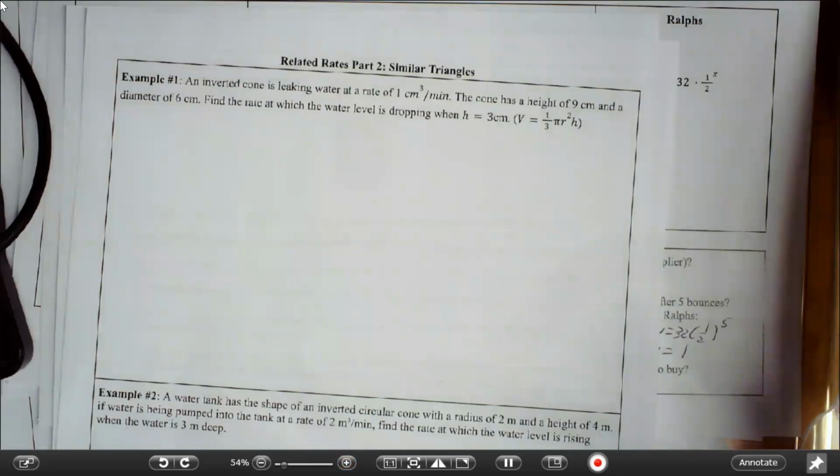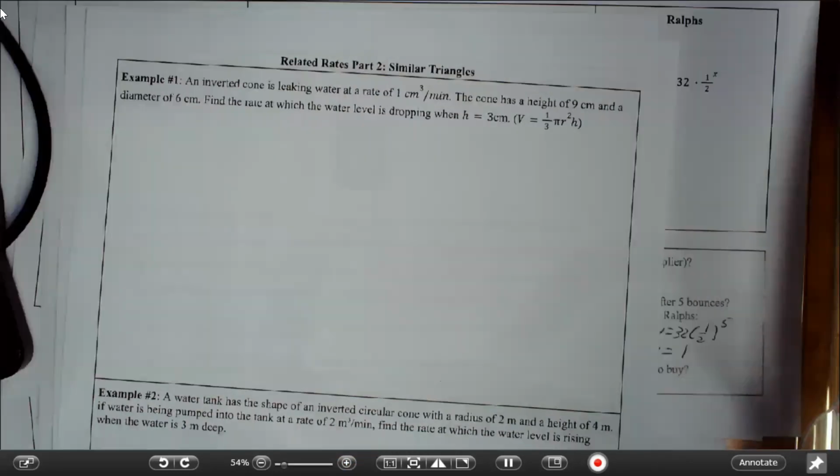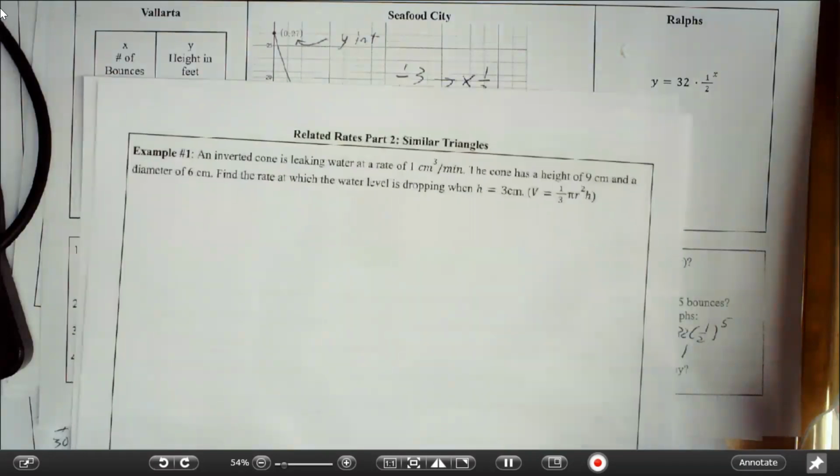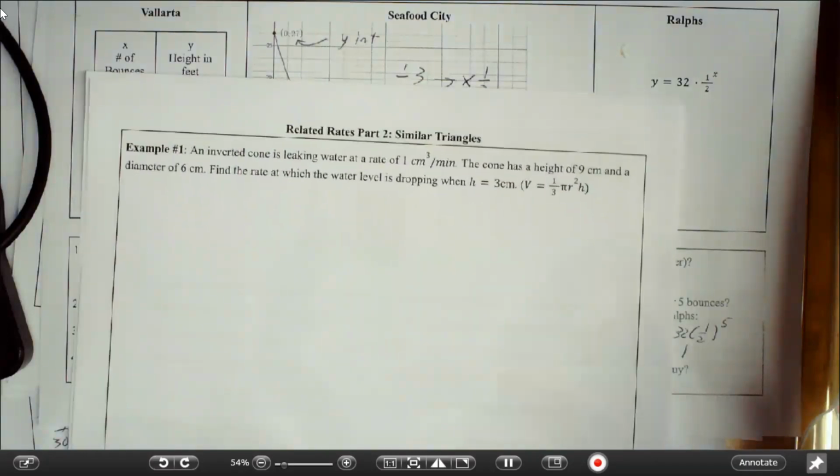Okay, so we're going to continue with related rates, but all the problems we're doing today have something in common. They involve similar triangles.